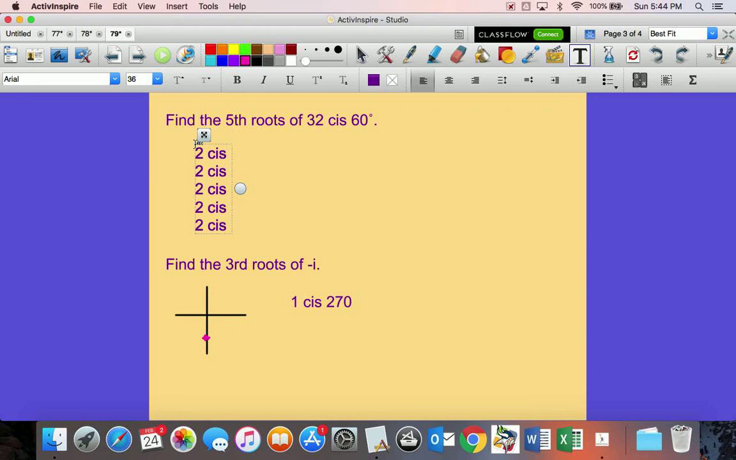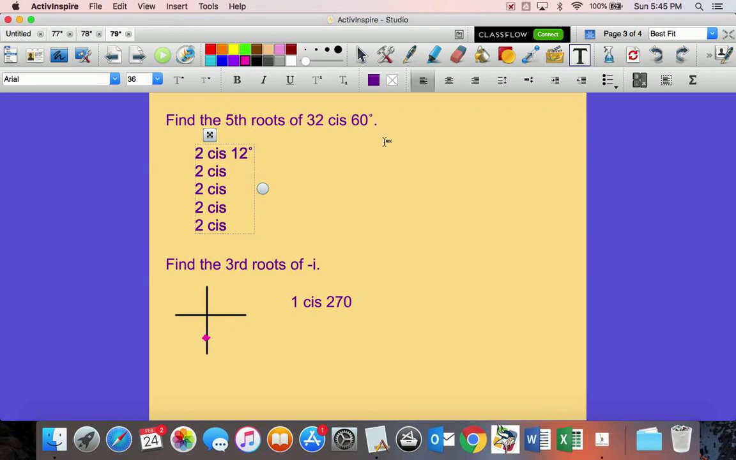Okay, now we've got to find the angle measurement that's after it. So we've got 60 degrees. We take 60 divided by 5, which ends up giving us a 12 there. All right, now we have to find these other 4, which are always going to be different. The hypotenuse can be the same, but the angle measurement is going to be different here.